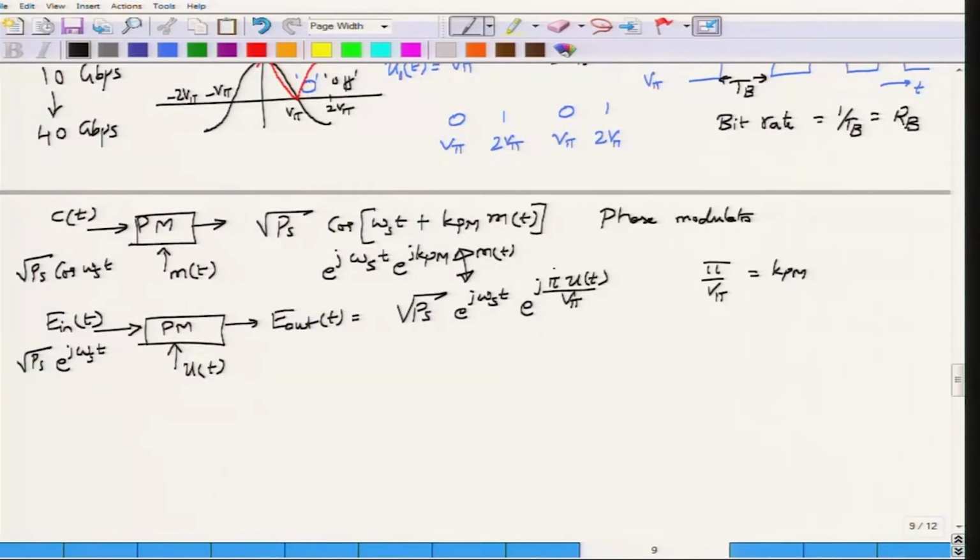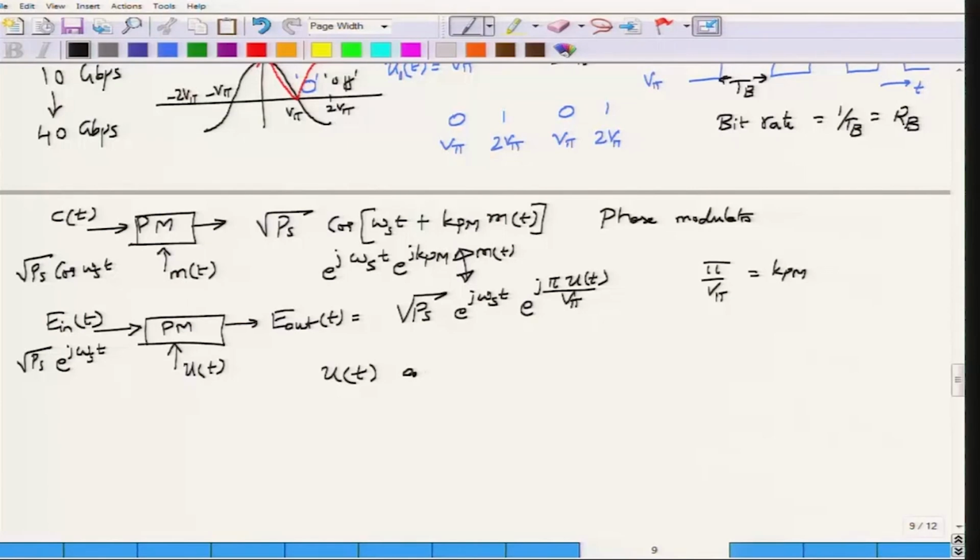If you identify u of t with m of t, and Kpm with pi by V pi, then your phase modulator has exactly the same functional relationship as a phase modulator that you would have studied from your earlier courses. You expect a phase modulator to perform its job by changing the phase of the carrier, and that is precisely what this optical phase modulator is doing. So, the optical phase modulator has exactly the same phase relationship, and you can now do analog modulation if your u of t happens to be an analog signal.